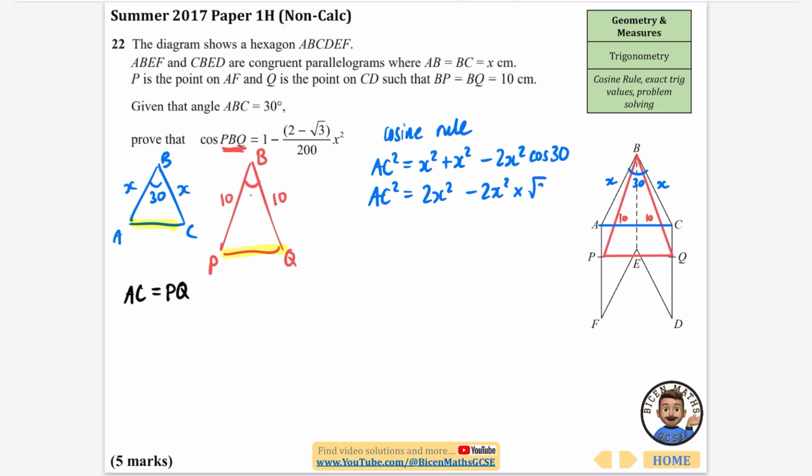This is the exact value you need to know. Cos 30 is root 3 over 2. So I'm just going to write that down, that cos 30 is root 3 over 2. And there's a bit of a clue because of that root 3 that we've got there.